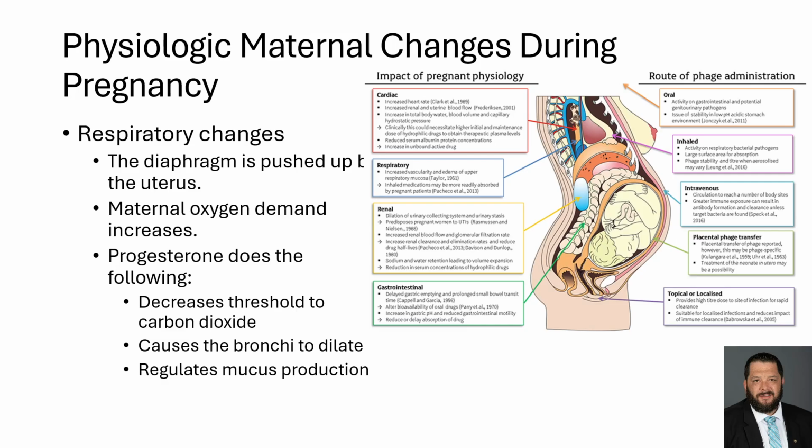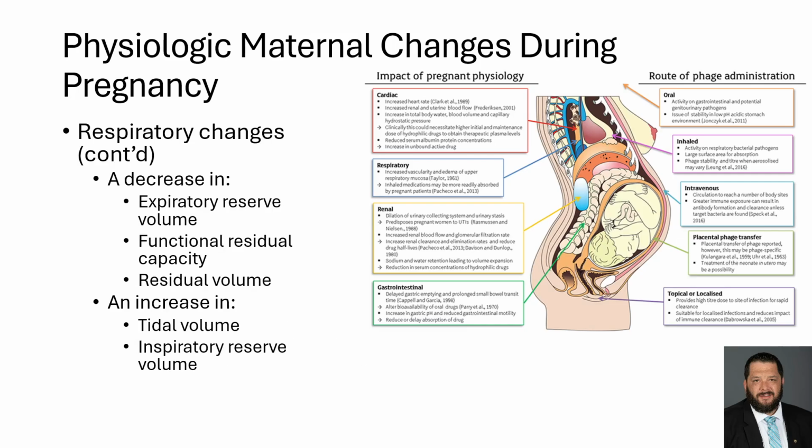Progesterone release decreases the threshold to carbon dioxide and causes the bronchi to dilate and helps regulate some additional mucus production. There is a decrease in expiratory reserve volume and functional residual capacity as well as residual volume, but an increase in tidal volume and inspiratory reserve volume.